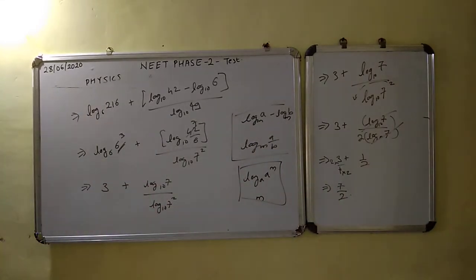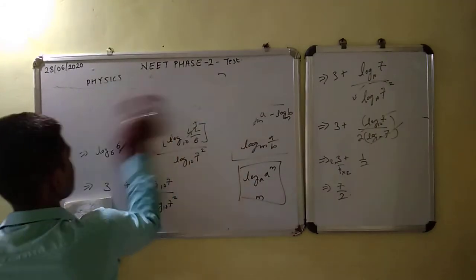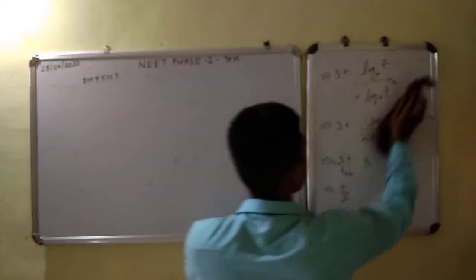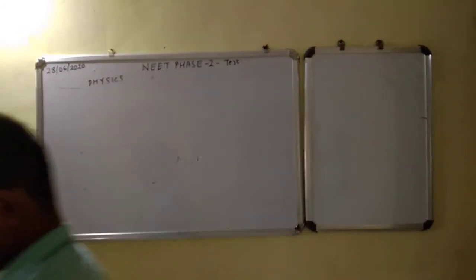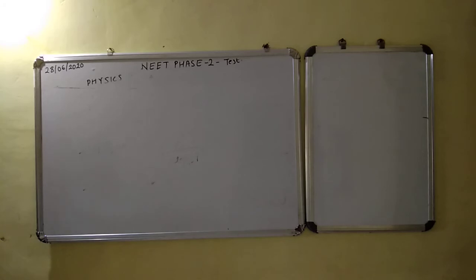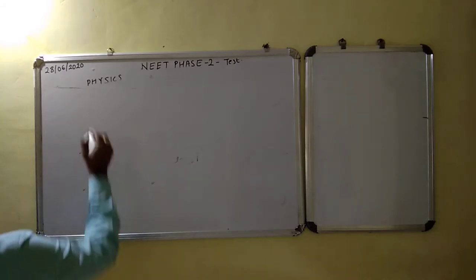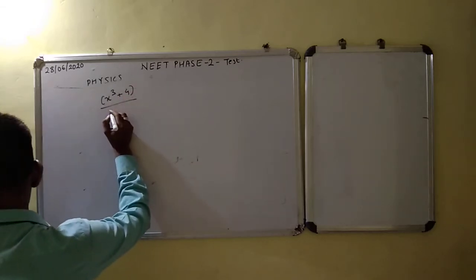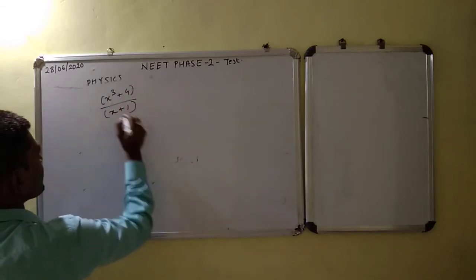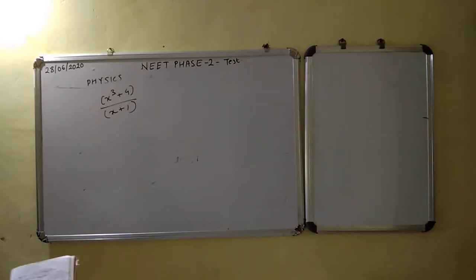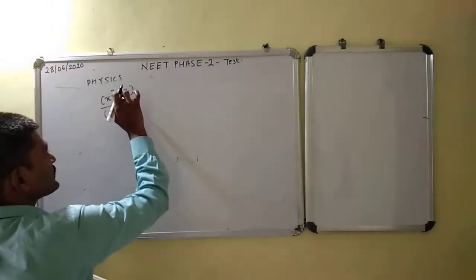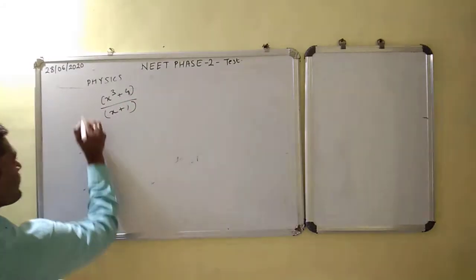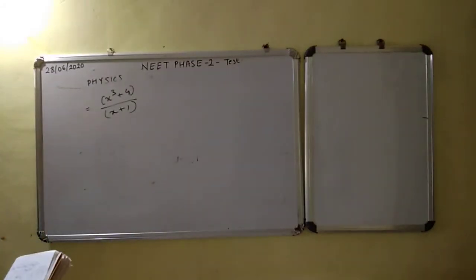Question 24. What is question 24? Take the derivative of, using the u by v rule, x cube plus 4 upon x plus 1. Actually, x cube plus 3 was given to you in the question paper, but actually this is x cube plus 4. So if you have written the answer with x cube plus 3, then make that change and tell me.